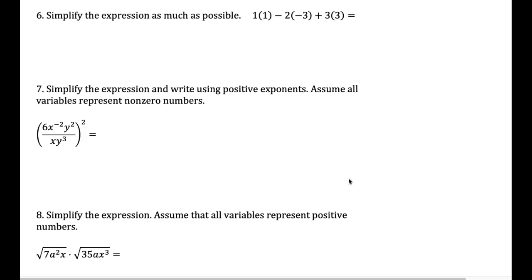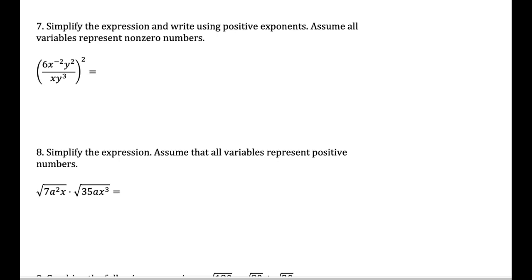Okay, on this next one, we want to just simplify this and combine all the like terms, and they're all numbers, so this is just an order of operations problem. So 1 times 1 right here is just 1. So we're going to put 1. And then -2 times -3, so these combine here to make 6. So we're going to add 6. And then here we add 3 times 3, which is 9. Plus 9 is going to give us 16.